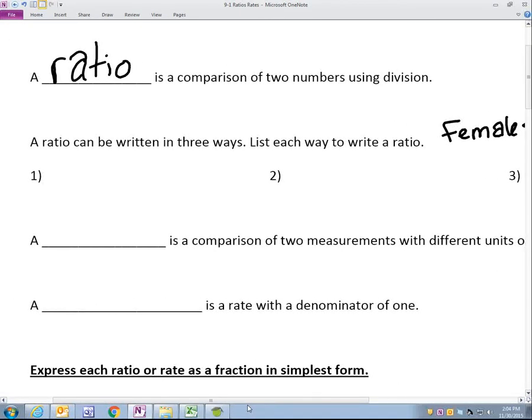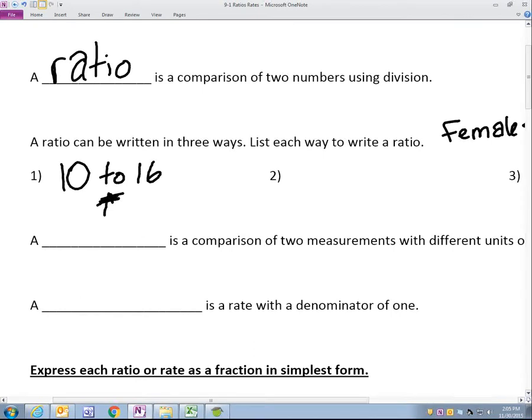So females to males, we have 1, 2, 3, 4, 5, 6, 7, 8, 9, 10. So we have 10 females in this room. And 1, 2, 4, 6, 8, 10, 11, 12, 13, 14, 15, 16 males in this room, including myself. So it is 10 to 16. The word "to" is in there.